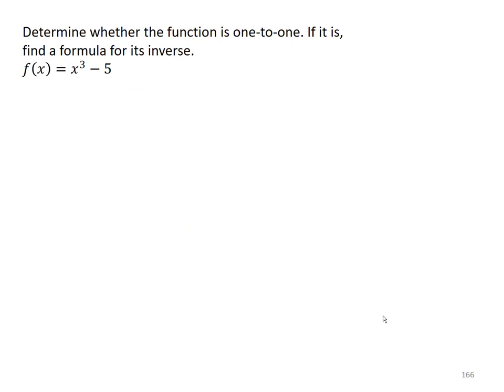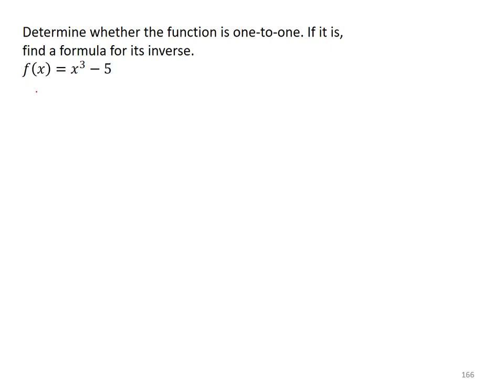Now, to the function f of x equals x cubed minus 5, I know that a cubic function, x cubed, is going to, just like a linear function, since it has a positive a value, increase going from left to right always. So this is, in fact, going to be one-to-one. Now, we want to find the formula for its inverse.